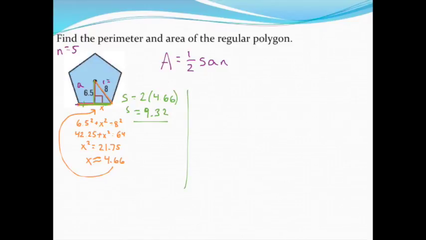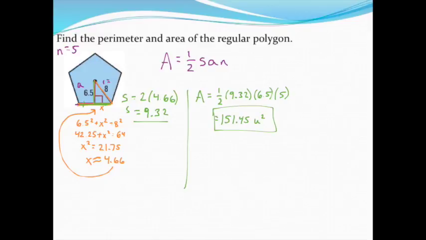So make sure you double that side in this case. Now going back and finding the area, I've got 1/2 times the side length, that's what we just found, so the side length is 9.32, times the apothem, that was given to us as 6.5, and then times the number of sides, which is 5 in this case. So once again, reaching for my calculator and doing some number crunching, I get an area of 151.45. And since I was not given a label this time, I'm going to say units squared as my answer.